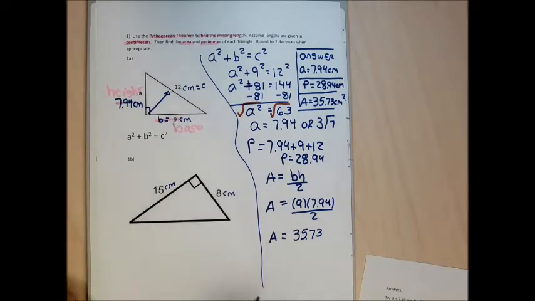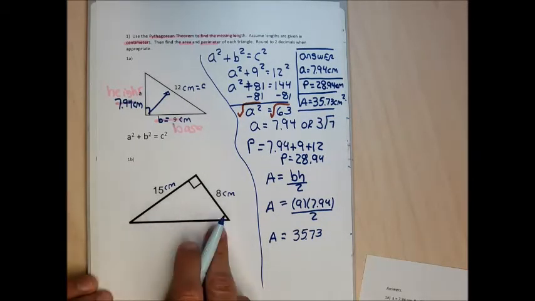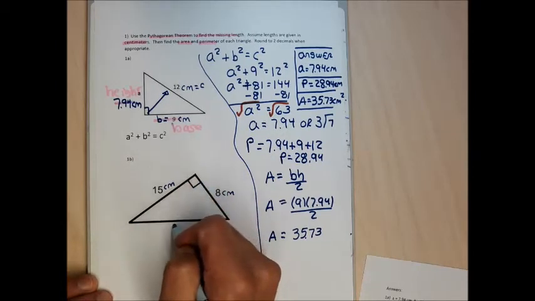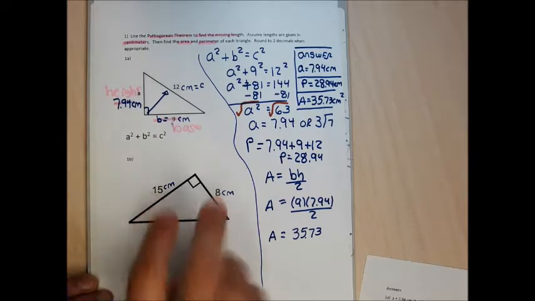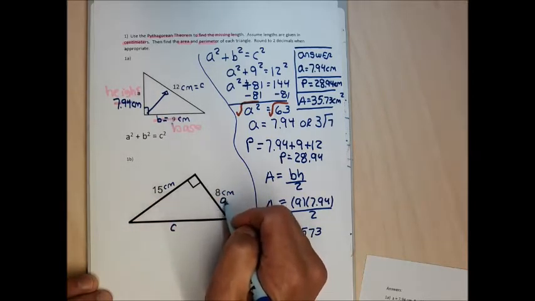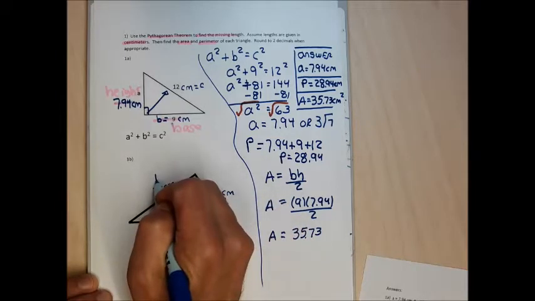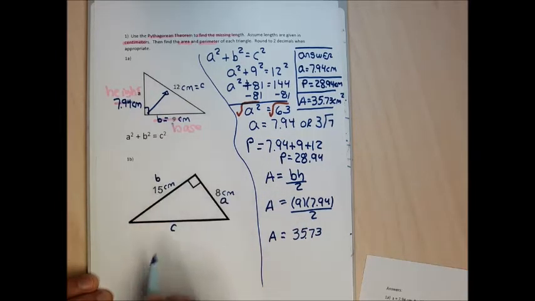For part B, the side that's missing doesn't have a label, but it's across from the right angle, so it must be the C. These other 2 sides, it doesn't matter which I call A and which I call B. Those are interchangeable. I'm feeling motivated to call A the 8 centimeters and the B the 15 centimeters. And now I'm going to use the Pythagorean Theorem to find the missing side C.